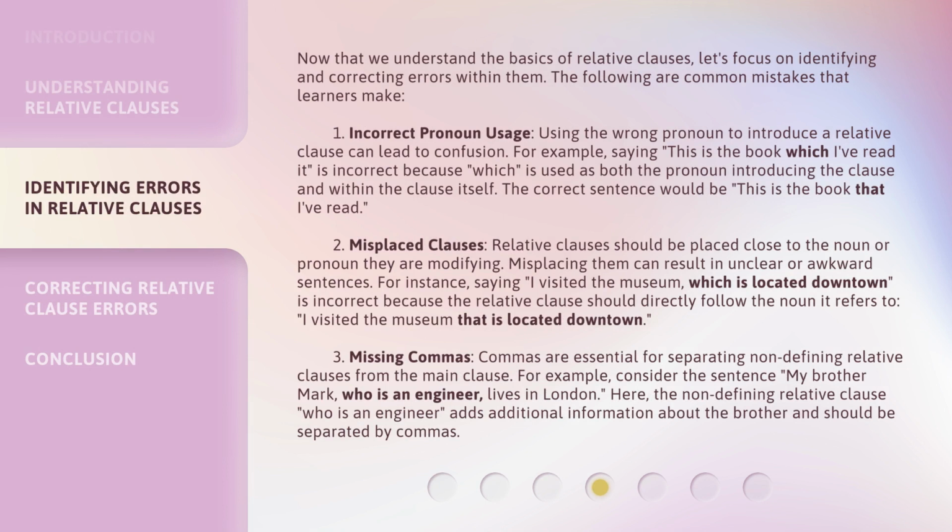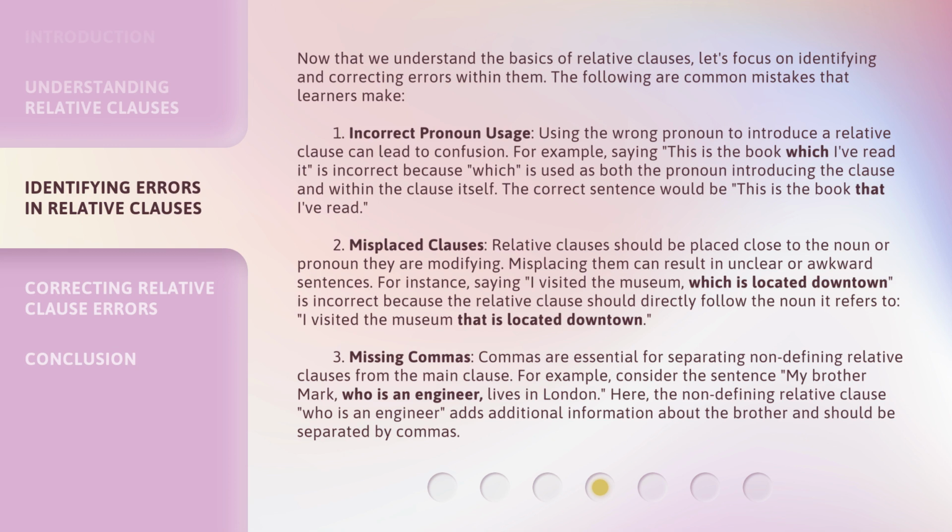Now that we understand the basics of relative clauses, let's focus on identifying and correcting errors within them. The following are common mistakes that learners make. 1. Incorrect pronoun usage. Using the wrong pronoun to introduce a relative clause can lead to confusion. For example, saying, "This is the book which I've read it," is incorrect because which is used as both the pronoun introducing the clause and within the clause itself. The correct sentence would be, "This is the book that I've read."